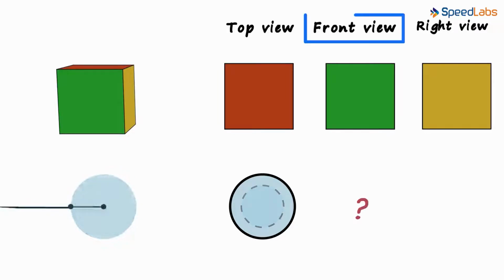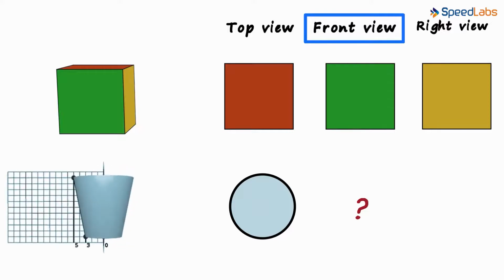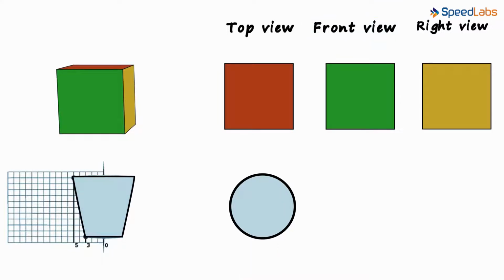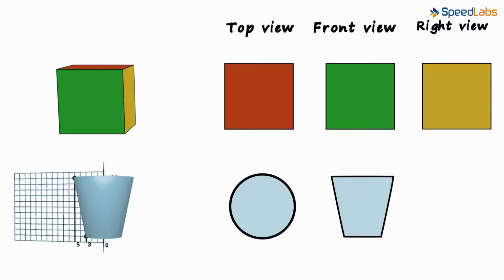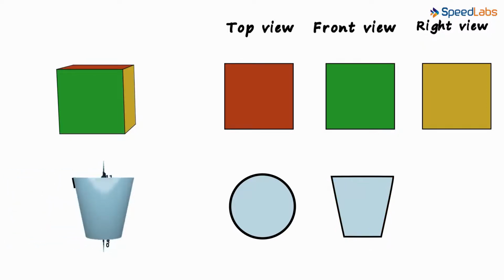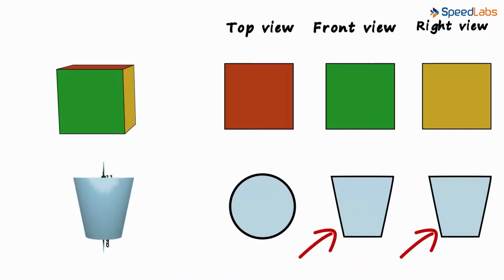And what about the front view? Pause the video and give it a thought. This is what we would see, a trapezium. Two sides parallel and two non-parallel. And the view from the right? Again, it would be a trapezium. No matter which side you look at it from, we will always see a trapezium.